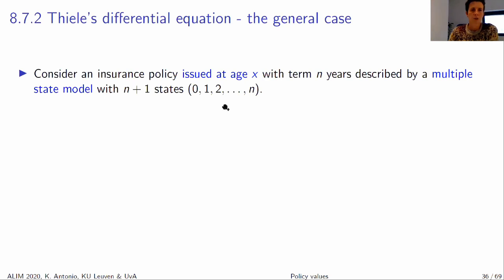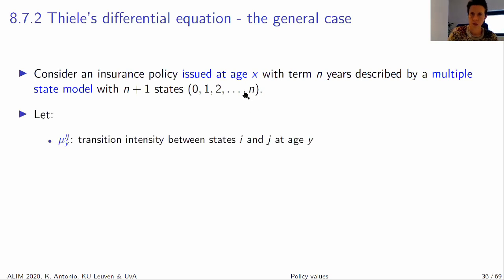Good. So we have a policy which is issued to a policyholder aged x. We assume that the duration of the contract is n years. We've got a multi-state model. And this is a sloppy notation because we cannot use n for the duration and then n for the number of states different from zero. So I would have to adjust one of these, sorry.